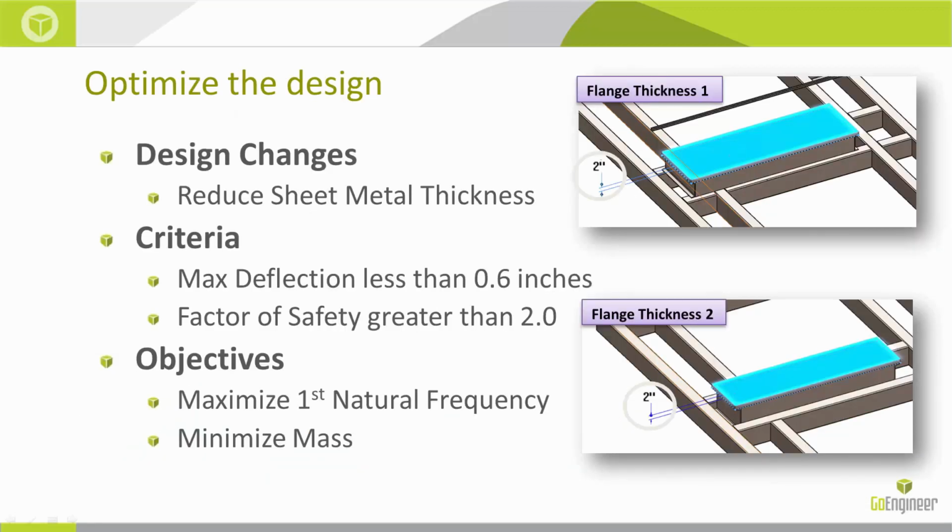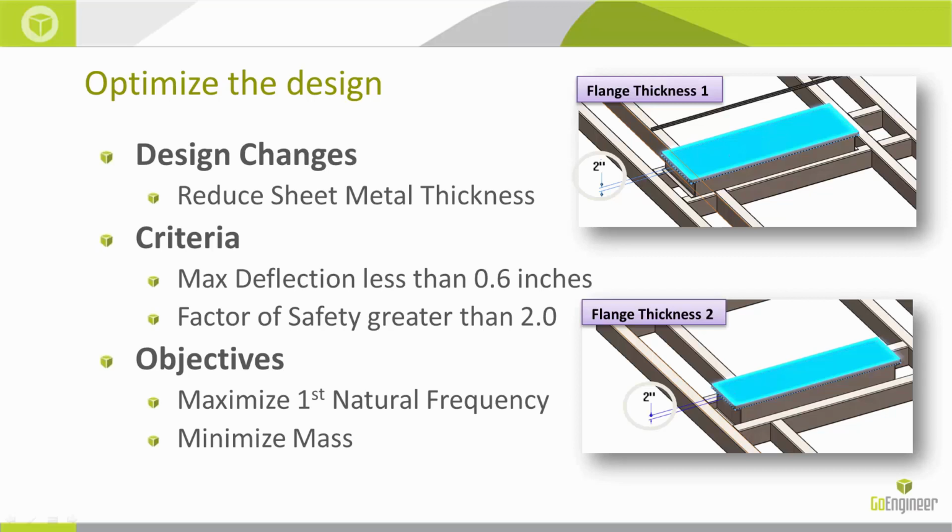So our first challenge is to reduce the sheet metal thickness. The criterion is that max deflection is less than 0.6 inches, and a factor of safety greater than 2. And our objective is to maximize our first natural frequency and to minimize the mass.